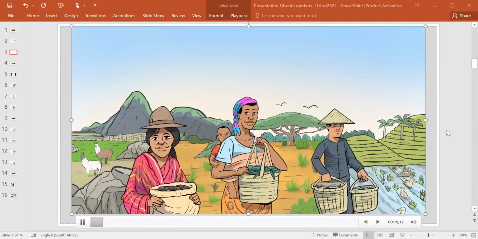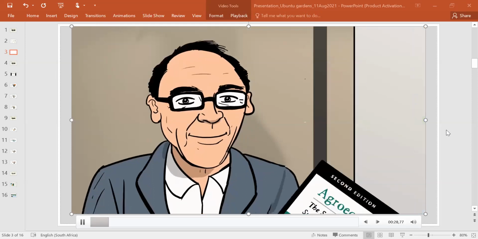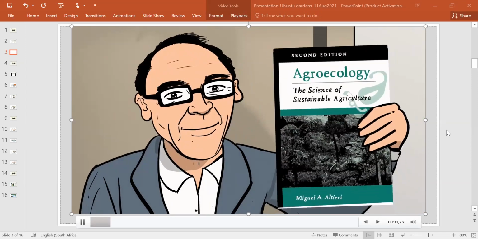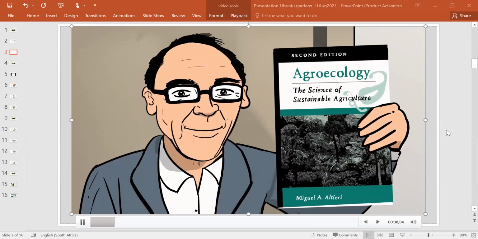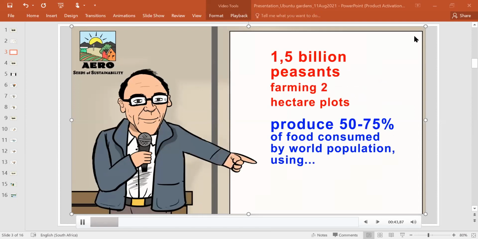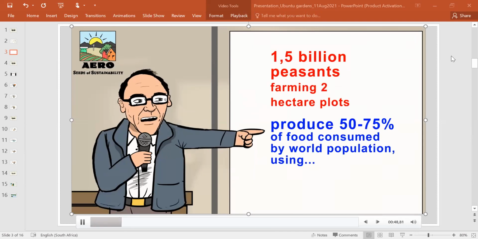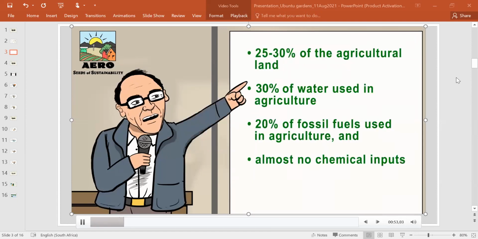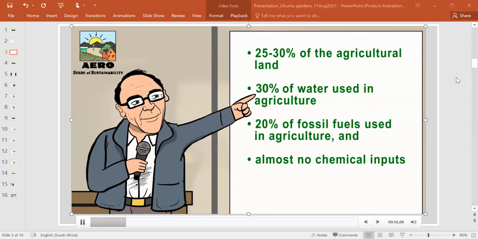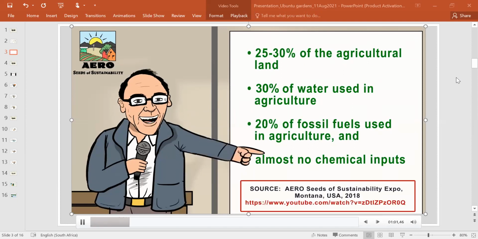For a very long time, small-scale farmers around the world have been practicing what we now call agroecology. The term agroecology was initially defined and developed by Peruvian-born Dr. Miguel Altieri. His book, Agroecology, The Science of Sustainable Agriculture, was published in 1987. According to Dr. Altieri, agroecology aims to re-empower peasant farmers, who produce well over half of the world's food, using 25 to 30% of the agricultural land, 30% of the water, and 20% of fossil fuels used in agriculture, with almost no chemical inputs. How do they do it?